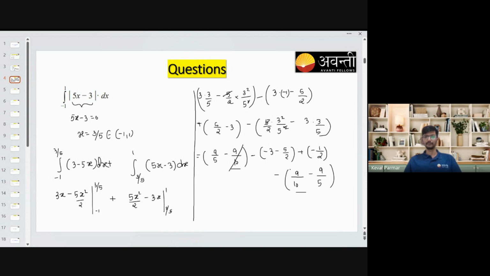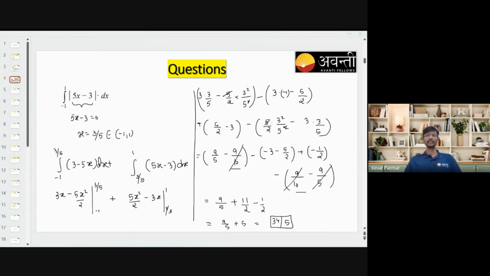So minus, so we'll get 9 by 5, 6 plus 11 by 2 minus 1 by 2, which is 5. So 9 by 5 plus 5, which is 25 plus 9, 34 by 5 is our answer.